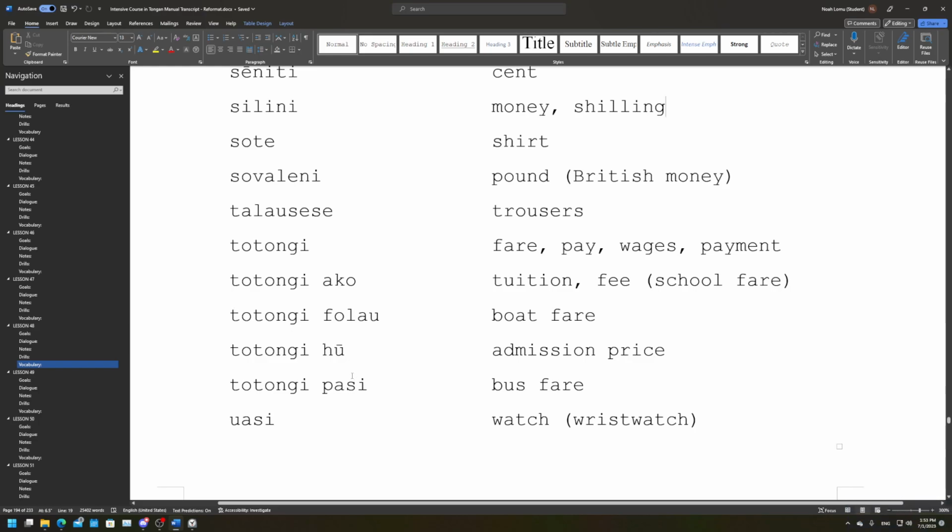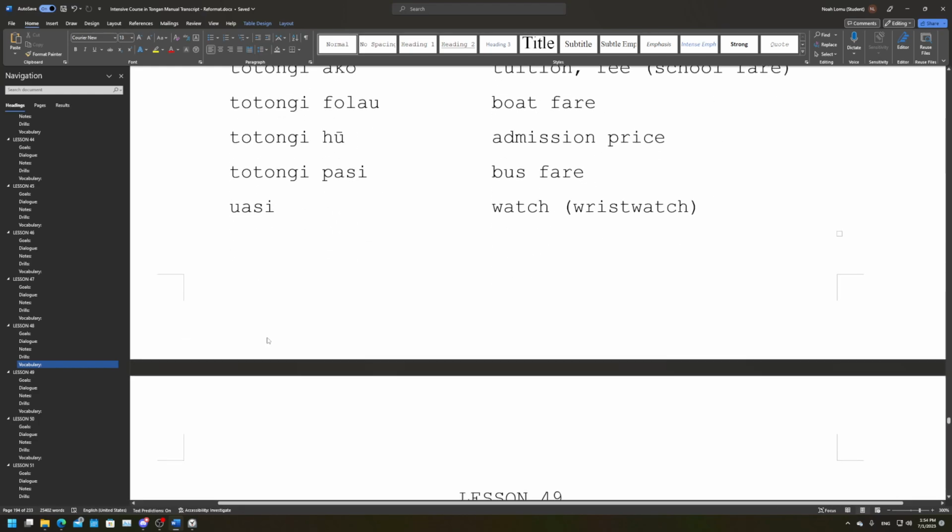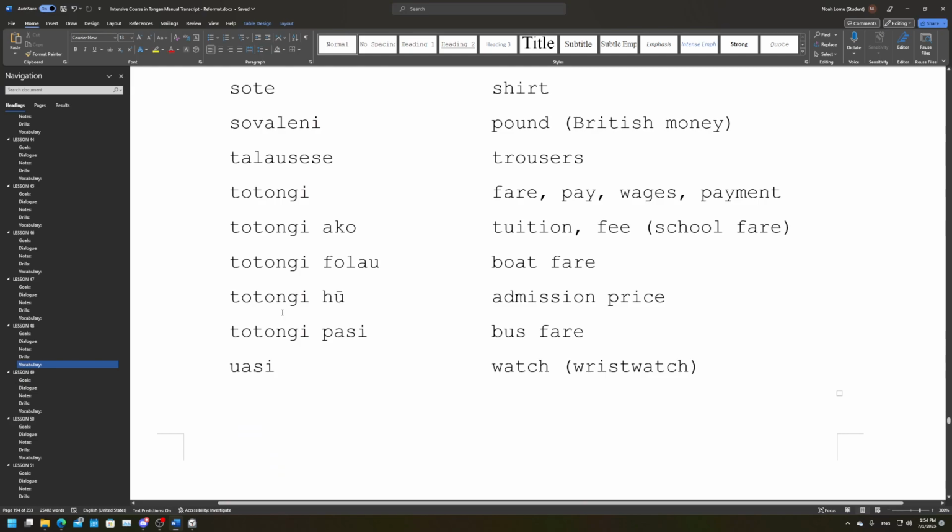You can see they've shown these four examples, but you can use this with anything that makes sense. So totongi folau is boat fare, totongi pasi is bus, totongi hu is just the admission. Admission price is how he has it. And totongi faiva, exactly, would be a movie ticket price. Wasi is wristband or wristwatch.